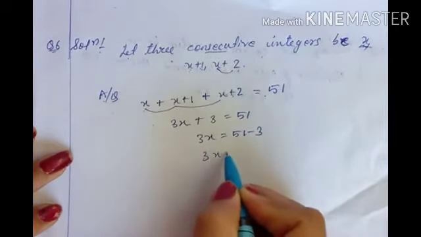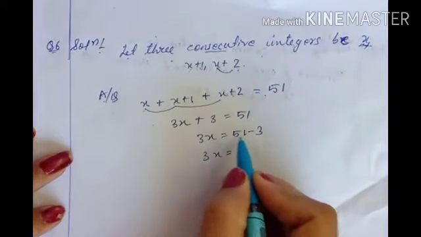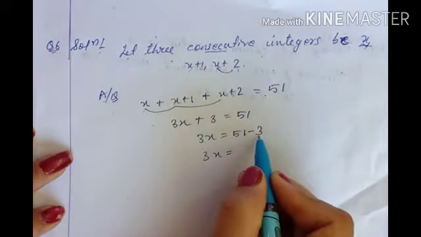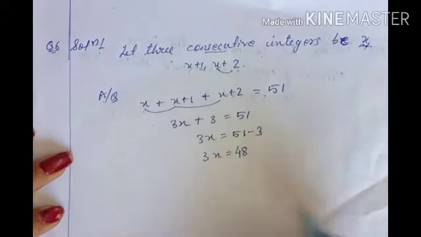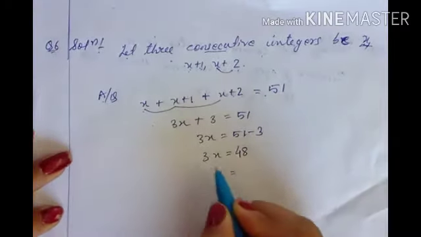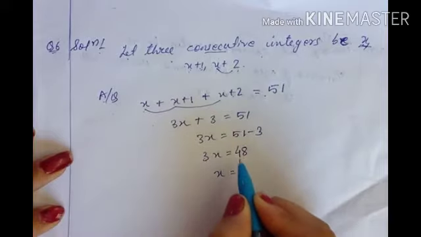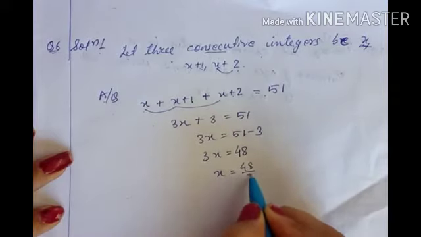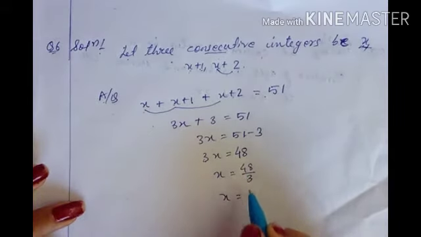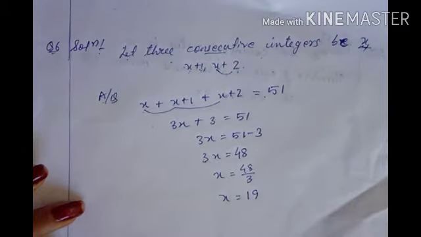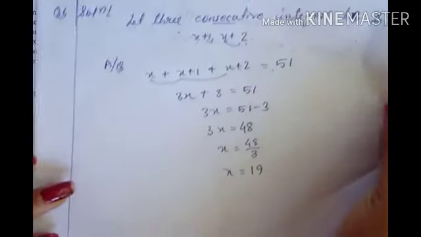Now 3x equals 51 minus 3. How much will you get? You will get 48. Now x equals, if you transfer the 3 here, multiply will become divide. Now x equals 48 divided by 3. How much will you get? 16. So what is the x value? We got x value 16.